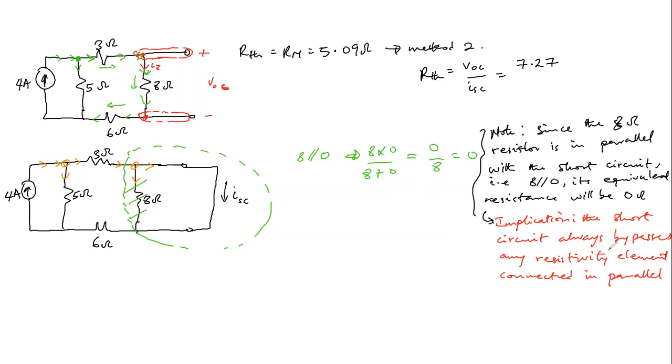So should we have any element connected in parallel with a short circuit in the future, know that that element is bypassed. In other words, you could yank it off the circuit because it has no effect. So technically, we can redraw this circuit to look something like this.